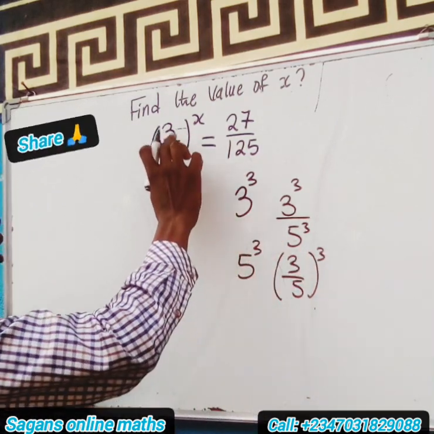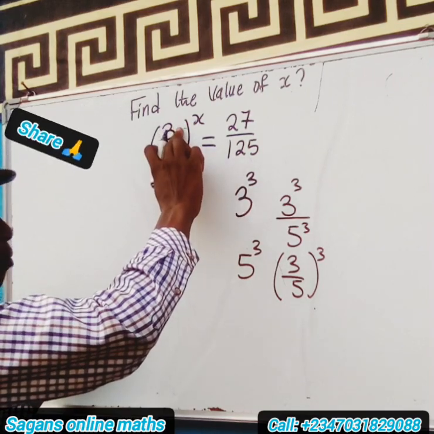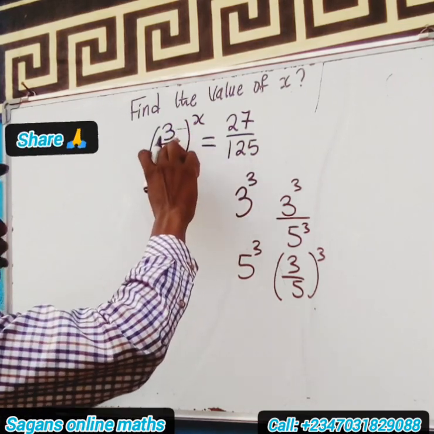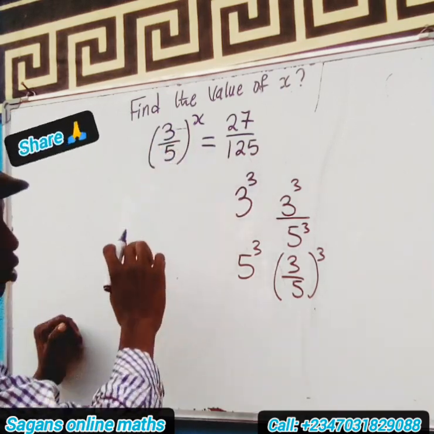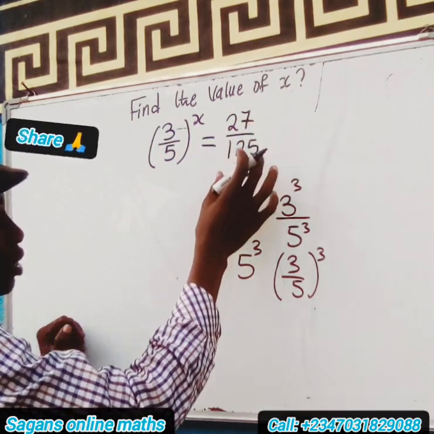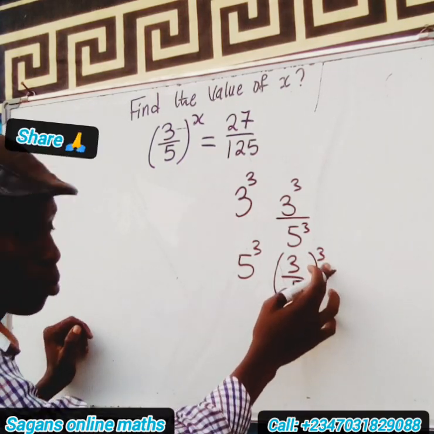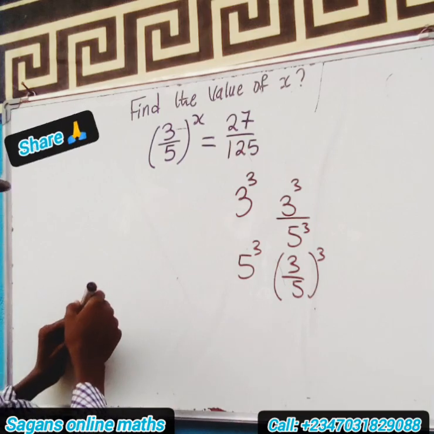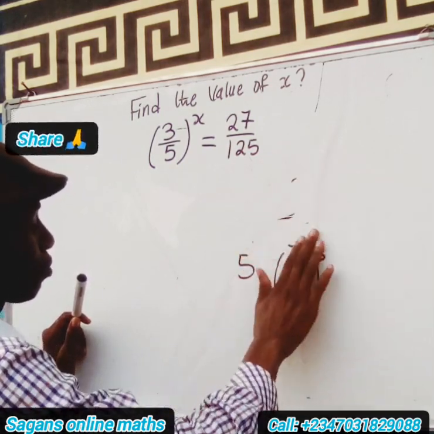That means when you have (3/5) all raised to the power, this power is affecting both the numerator and the denominator. So the whole of this is equal to (3/5) all raised to the power of 3. You can see how simple it is. Very simple and interesting. So what we are going to do is remove all this and go further to our question.